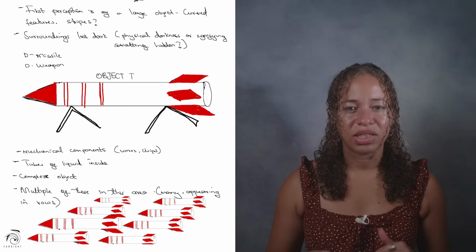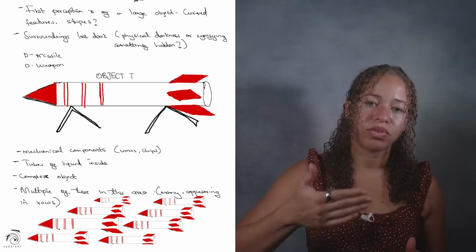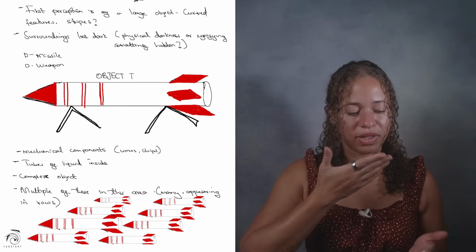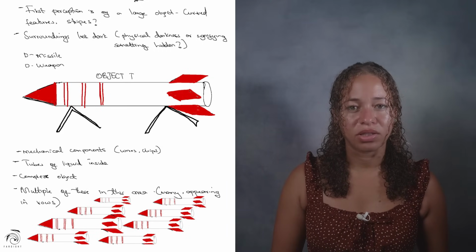So zooming out, I'm seeing that there are multiple of these objects and they move in rows. So here you can see, they just move, and there's quite a few of these objects here.